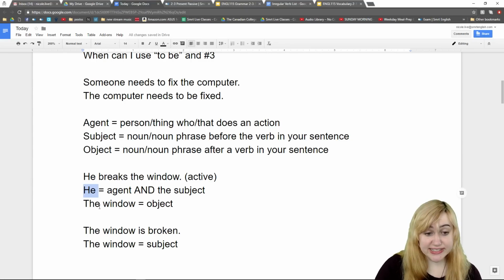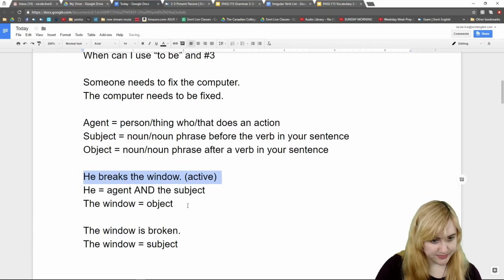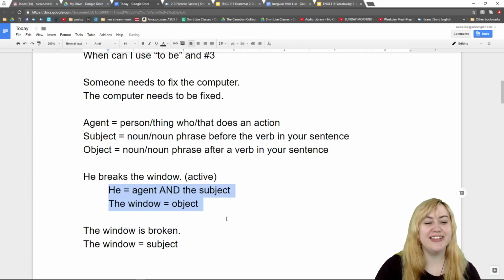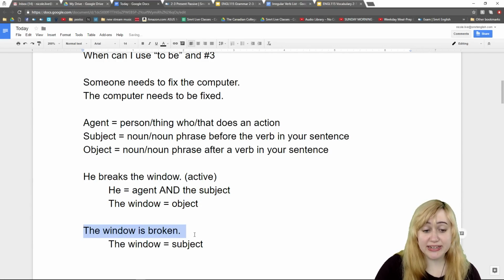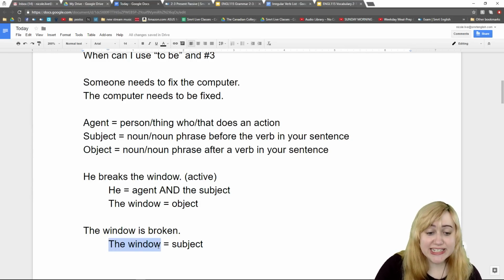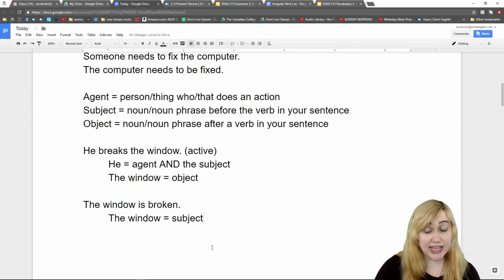So in the first sentence, he breaks the window. Oops, let me move this in a little bit. Okay. So he breaks the window. He is the agent and the subject. And window is the object. In our second sentence, the window is broken. We're changing the window to the subject. And in this sentence, we don't have an object and we don't have an agent. Does that make sense?